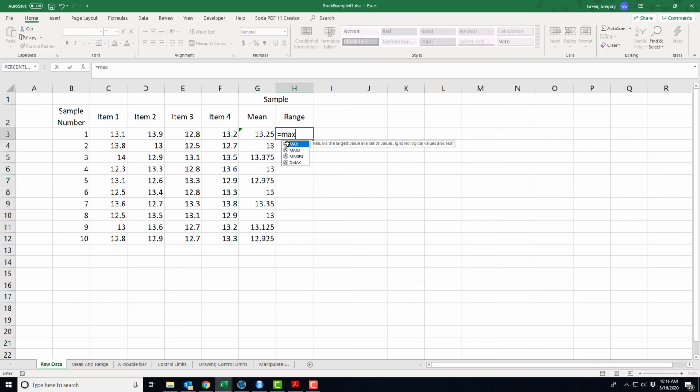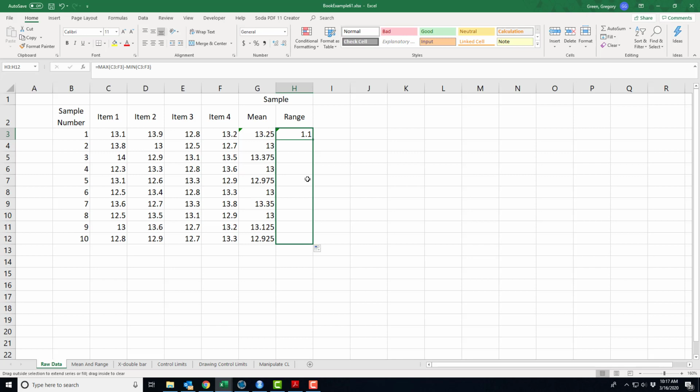This is equal to the largest item in a sample minus the smallest item in the exact same sample. So the range from smallest to largest is 1.1 units. And I need to have a sample range for every sample. So I'm going to copy that calculation in cell H3 all the way down to H12.